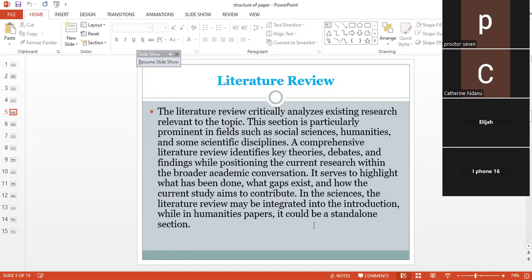And we have what we call empirical studies and theoretical studies. Theoretical studies are those relevant to the theory you are going to use. There are those that are similar to the theory you are going to use. Then empirical studies are those studies that are similar or different from your topic. And they enable you to establish the gap. So it serves to highlight what has been done and the gaps that exist.